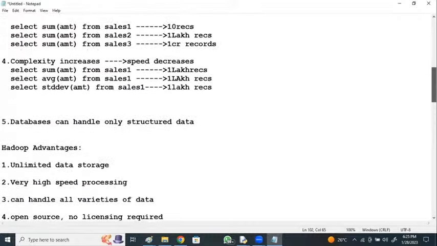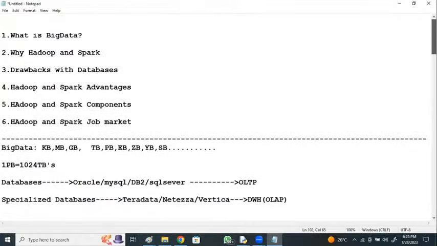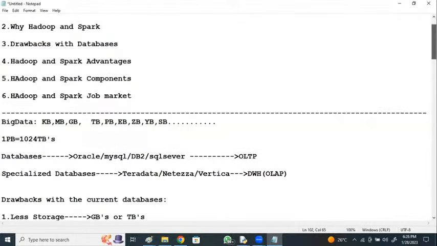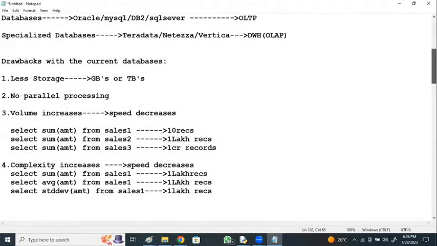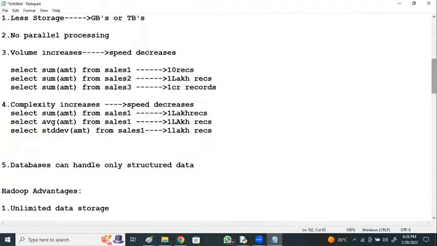Understood, right? What is Hadoop, why Hadoop, the drawbacks with databases, and Hadoop advantages. And today, if you see, most of the applications generate huge data that needs to be stored and processed, so these big data tools are mostly preferred, right? Yes.